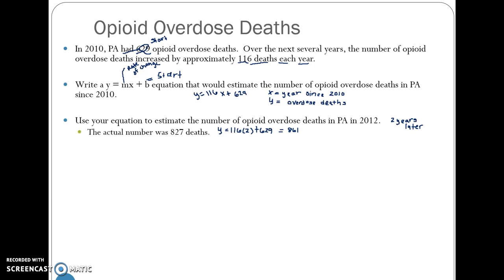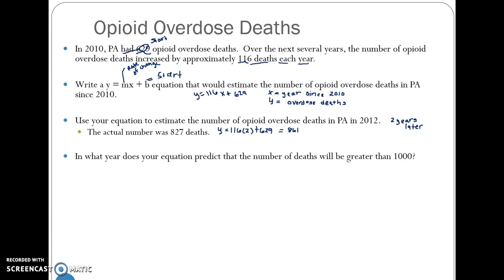The actual number was 827, so that's really nice that it was a little bit less, but it's not a ton less. So our equation gives, I think, a fairly reasonable estimate. If you subtract those two numbers, our equation was off by 34, which is about 4%, so it was not perfect, but it was not horrific.